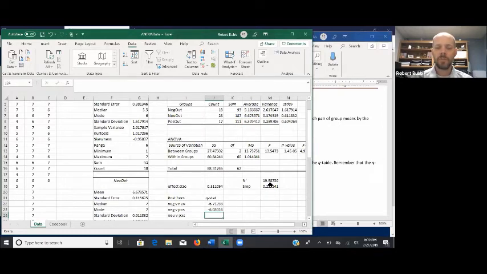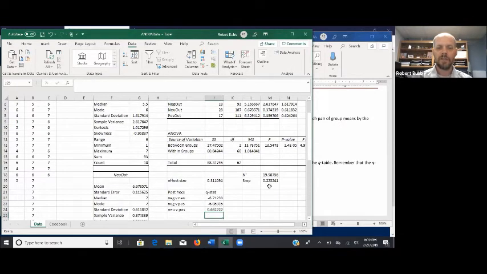So I've got one more comparison, between the neutral and positive group. I'll hit equals. Mean for the neutral, 6.68, minus the mean for the positive, 6.53. Close parentheses, divide by the standard error, and hit enter. And it looks like we get the value of 0.66.